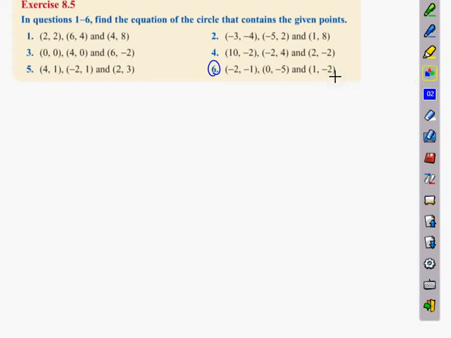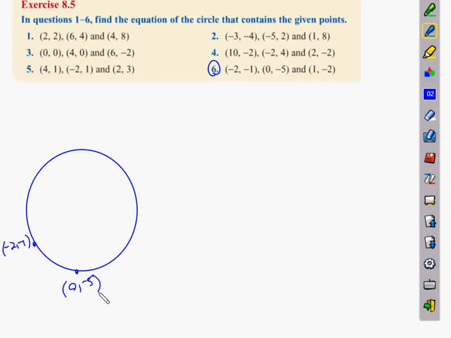The geometry approach is I have a circle, and I have 3 random points. The random points will be -2, -1, which you can put over here. The next one is 0, -5. I reckon I'll put that even lower. I don't have any idea about the general shape of this, I don't need to either. Then the other one's 1, -2.